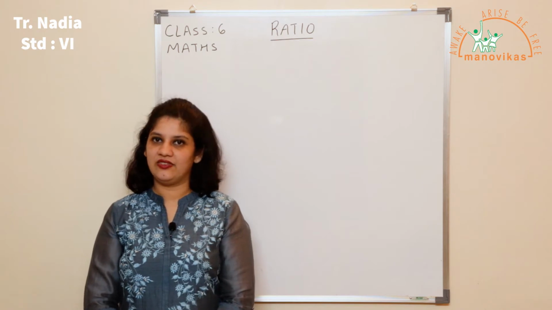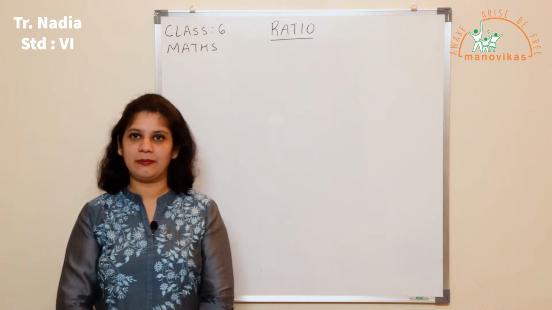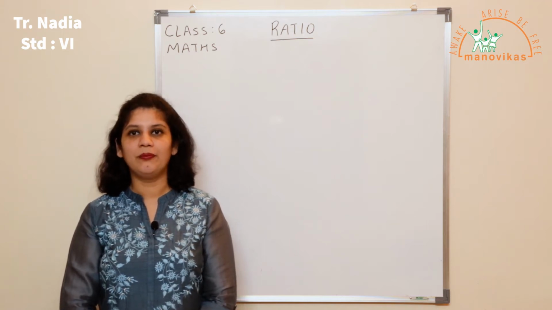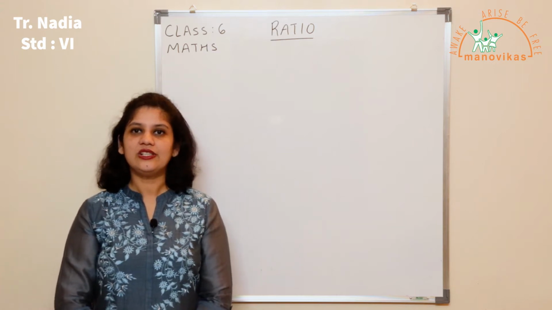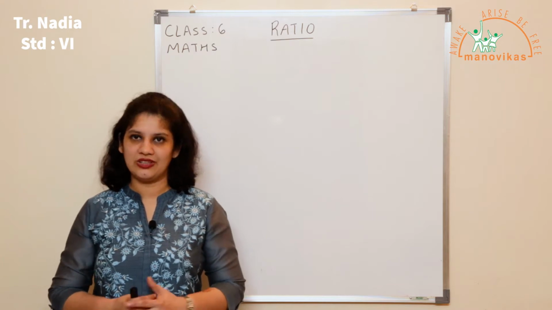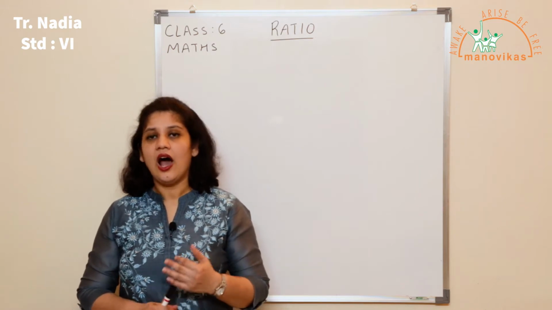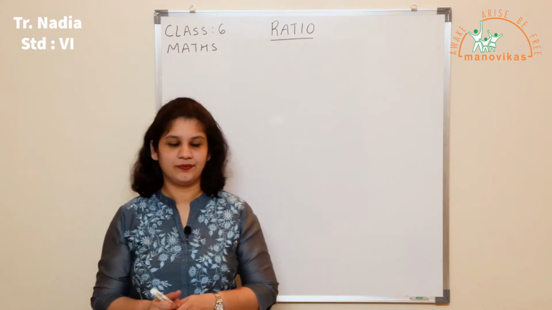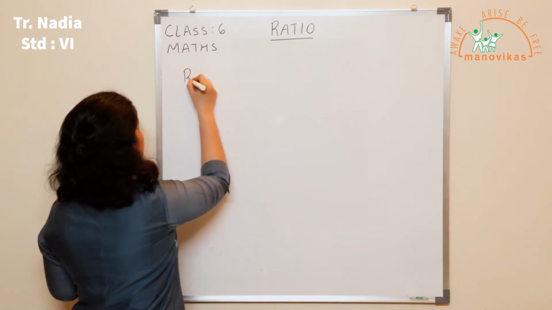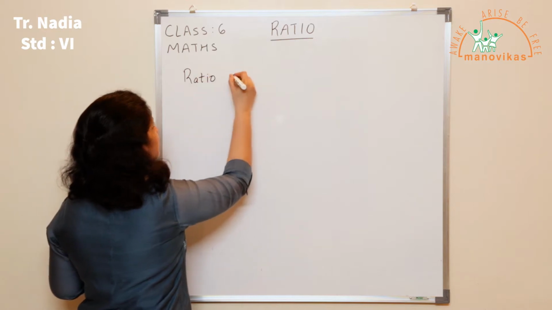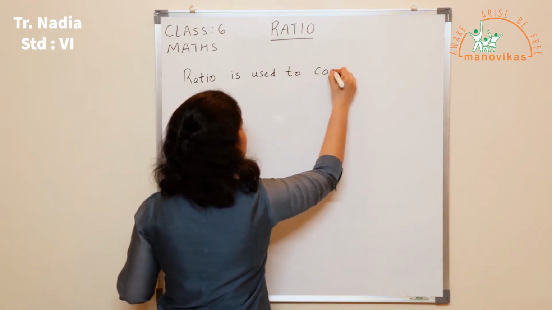So the name of the lesson that we are going to do today is ratio. Now first of all, before beginning with the chapter, let us understand what you mean by ratio and when do we use ratio. Ratio is used when we want to compare two things. For example, I want to compare my height and my friend's height. How can I make use of ratio? Let me show this to you with the help of an example. Let us write the first point. Why is ratio used? Ratio is used to compare things.